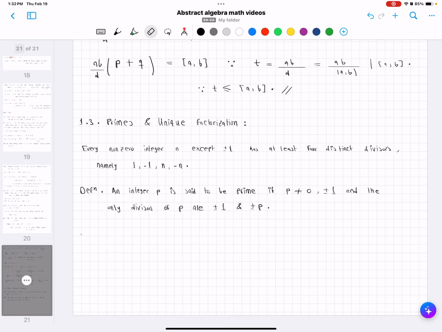So remark: there are infinitely many distinct primes.